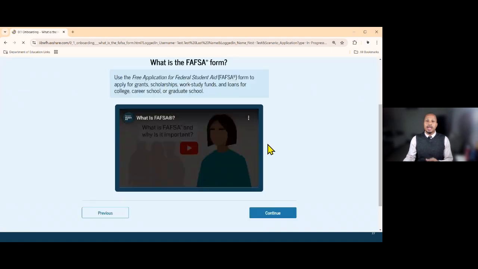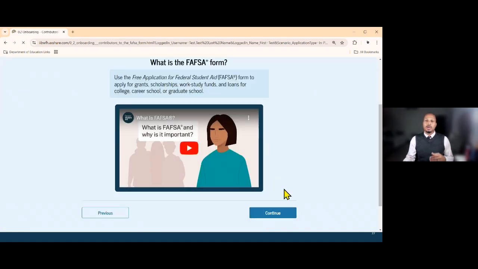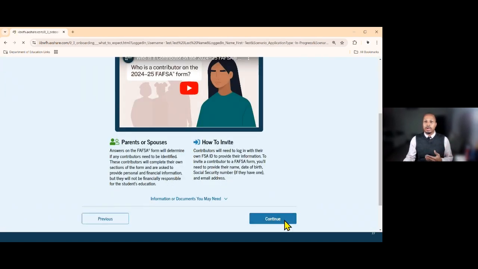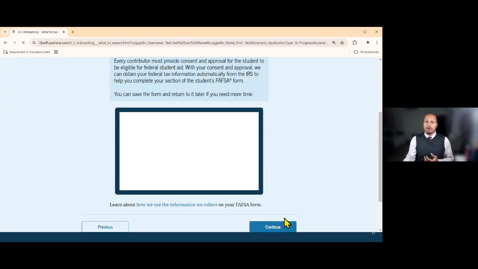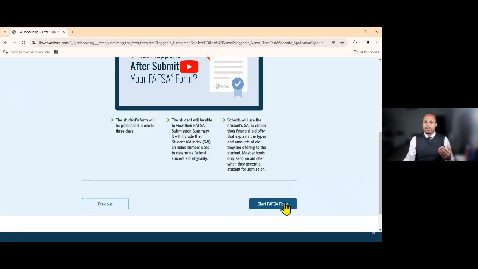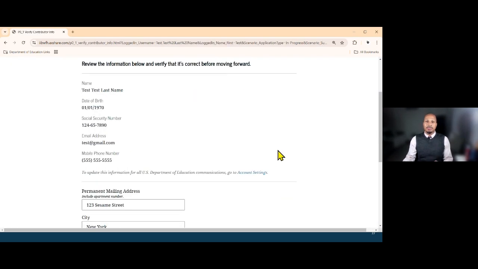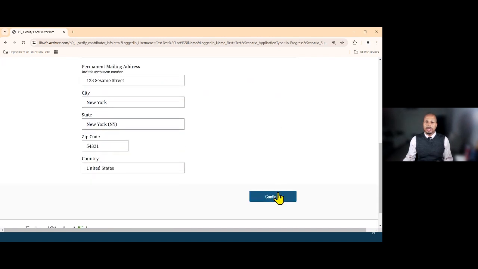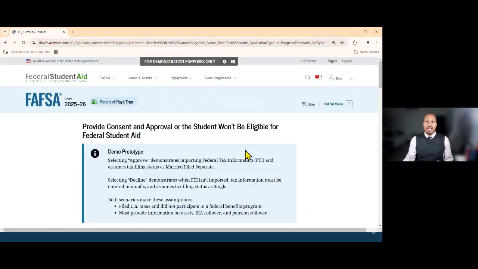Then hit continue. Now, just like the student section, you're presented with 4 onboarding pages, 3 of which are YouTube videos that you can share out with your community and those that are looking for that information. And then we're going to go ahead and get started. We want to make sure that all the information looks correct, and it looks like it does as a parent. And now we're asked to provide consent and approval.